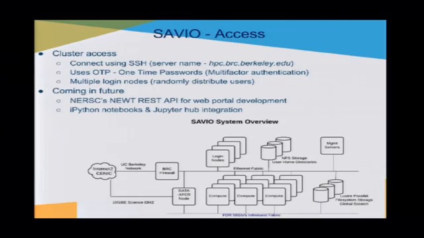Savio access, Greg covered about this. It's a Linux cluster, so the primary way to connect to this resource would be using SSH, and we have a host name, server name, hpc.brc.berkeley.edu, and we do use one-time passwords.